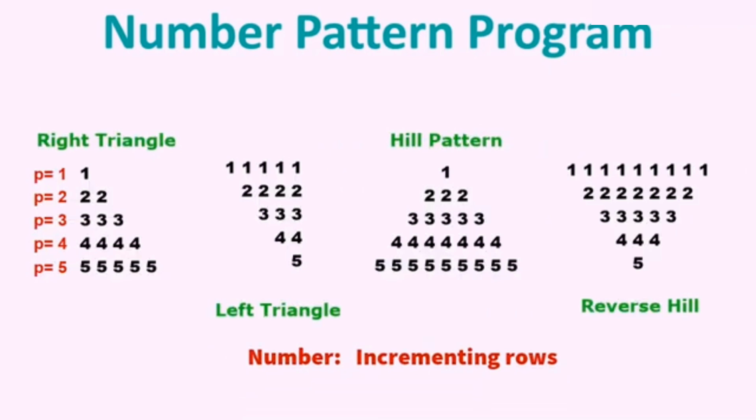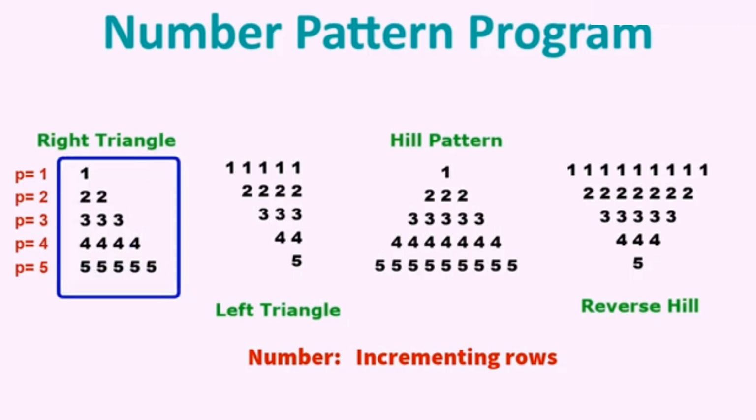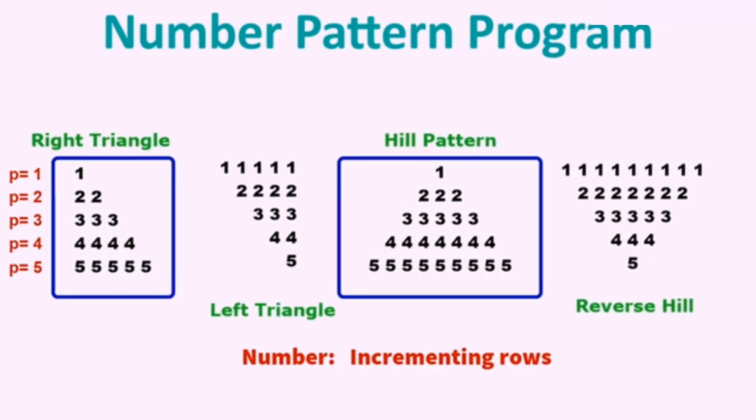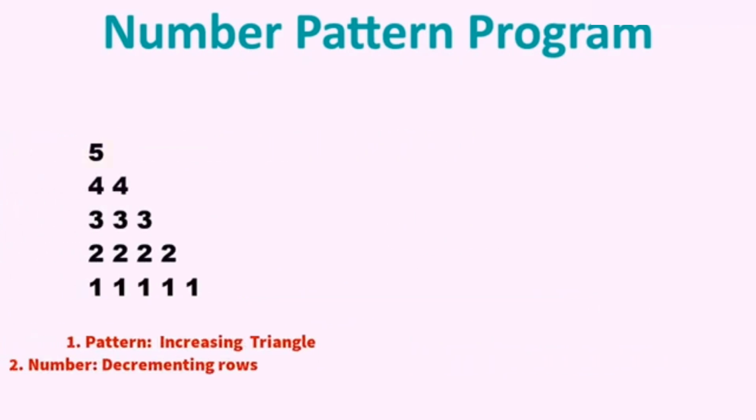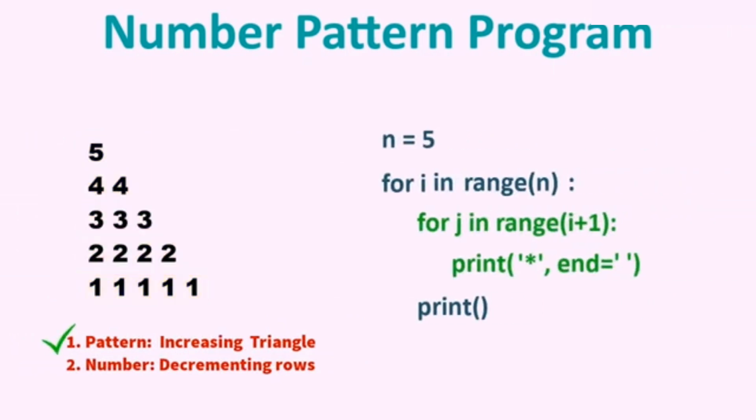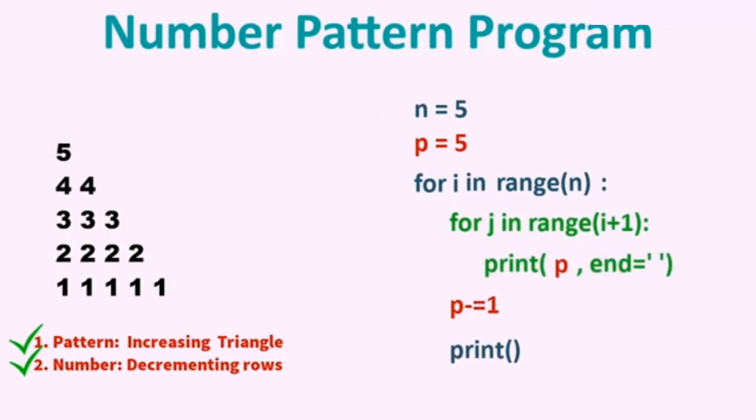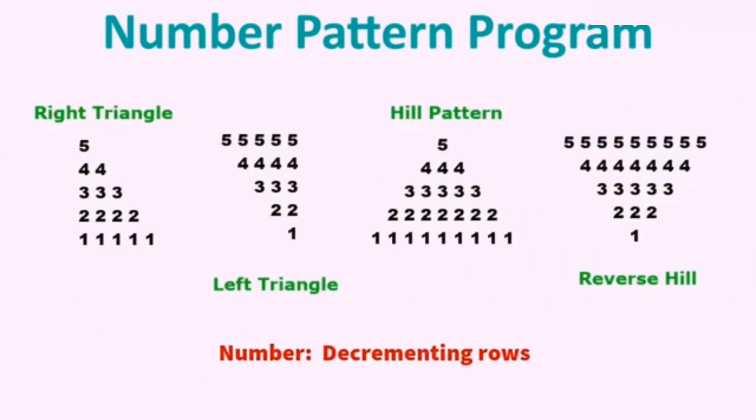The same logic we can use for any shape which has a constant number per row, like the right-sided triangle or hill pattern or any other pattern. Now what if the values were 5 first, then 4, then 3, 2, 1? Again we see in a row the same number is printed. So this time we will initialize p to 5 outside the loop. In the inner loop, we print p. Along with moving to the next row, we will now decrement p by 1 for the next row. This will again work for all different patterns with decreasing row numbers.